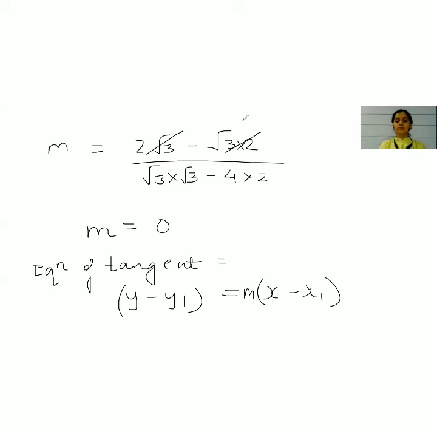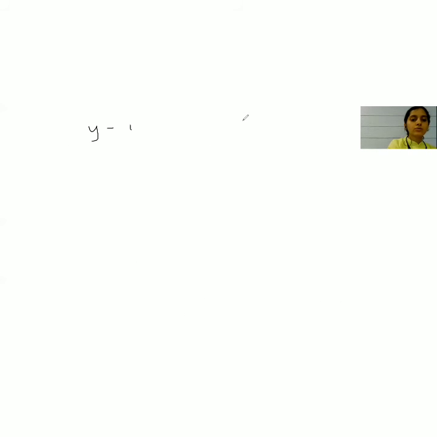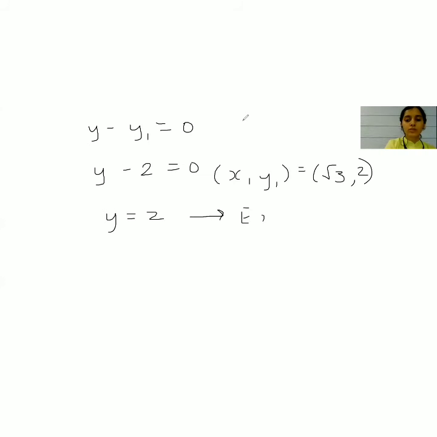Okay, m is 0, so the right side will become 0. y minus y1 is equal to 0. And what is this y1? It is the point that they have given us. So y minus 2 equal to 0, where x1, y1 is equal to root 3 comma 2. So y is equal to 2 is your equation of the tangent.